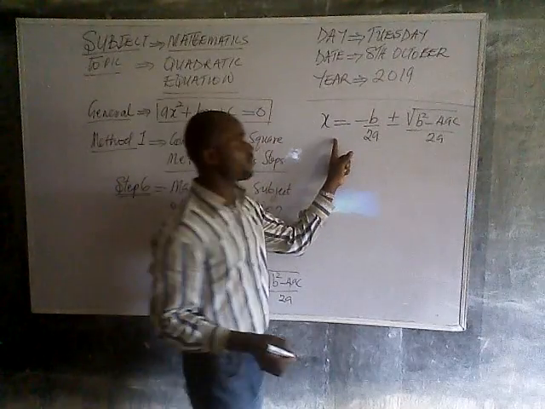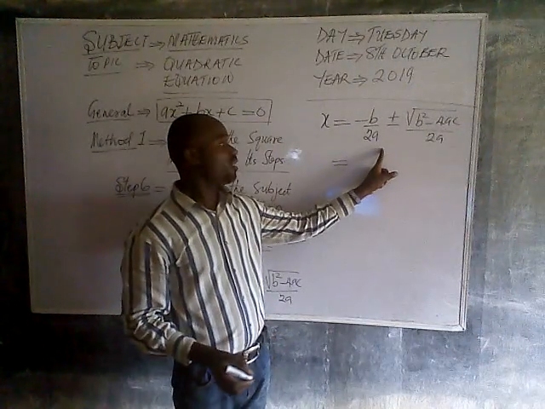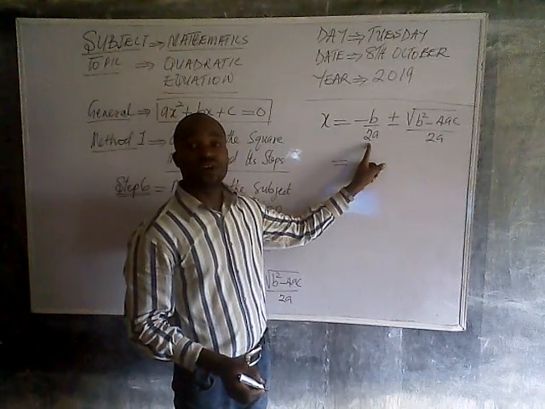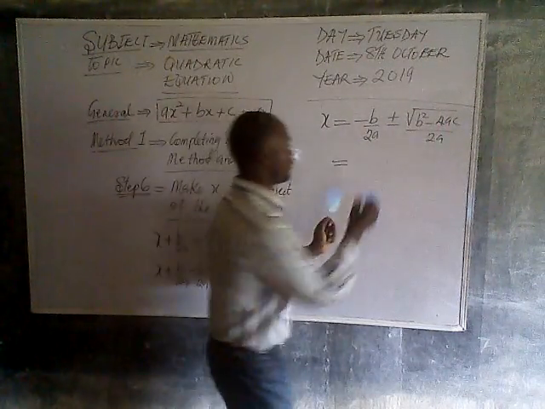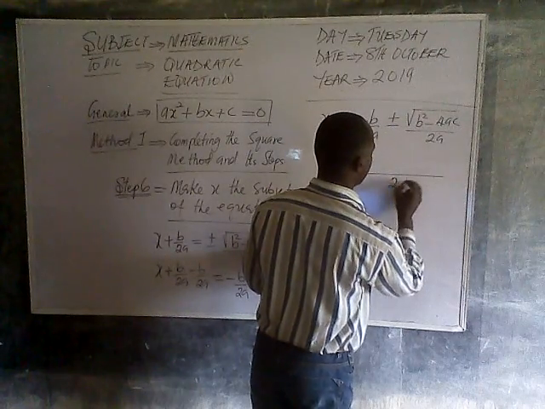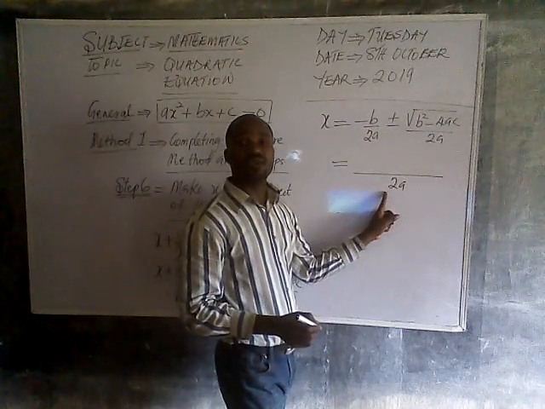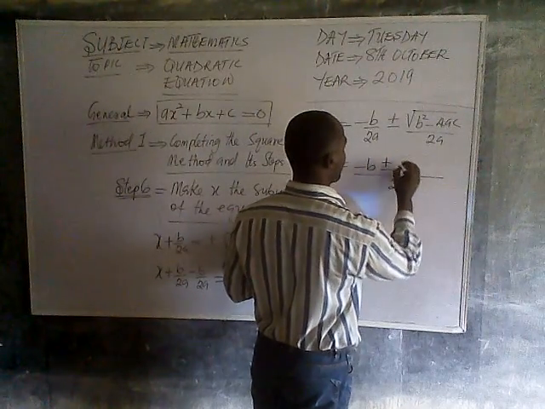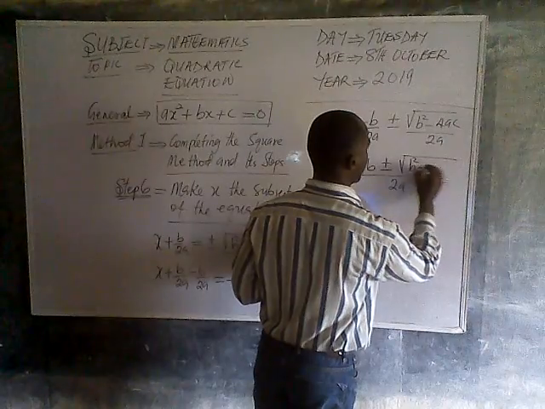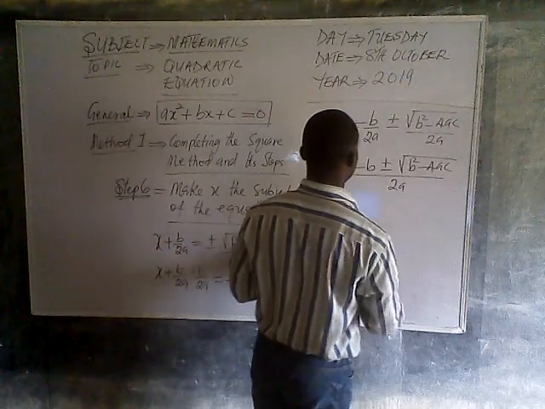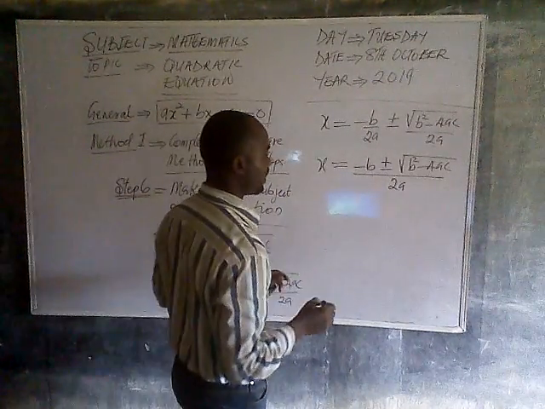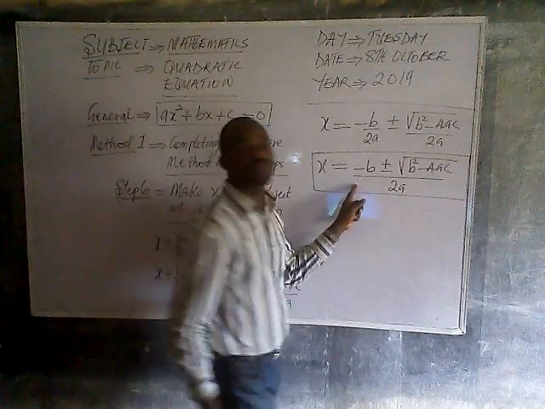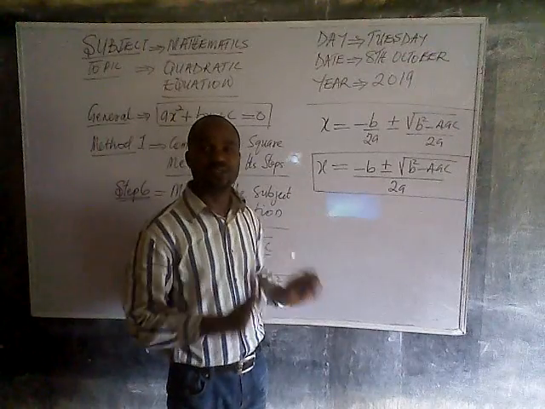Further simplification. Here, we need to consider the fact that there are two denominators of the same nature, 2a and 2a. So the LCM is going to be just 2a. If 2a divides 2a, we are going to have 1. Multiply this, it gives us minus b, plus or minus root b squared minus 4ac. That's for x. And this is the final resolution of the instruction on step 6.